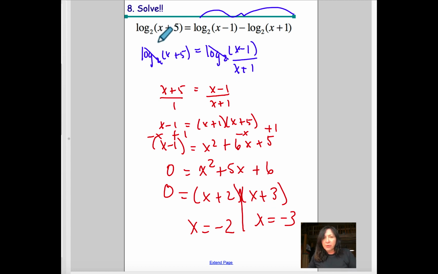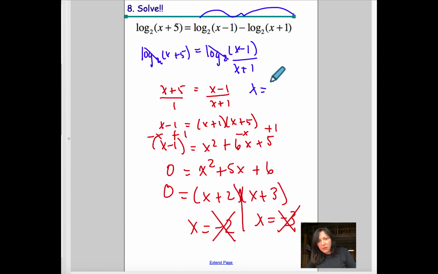Plugging both of those numbers back into the original equation, negative 2 plus 5 is 3, that works. Negative 2 minus 1, negative, not going to work. So this value is out. Negative 3 plus 5 is 2, 2 works. Negative 3 minus 1 is negative 4, this doesn't work as well. So what that means is that I have no solution for this problem.